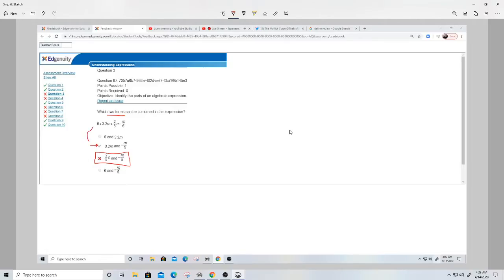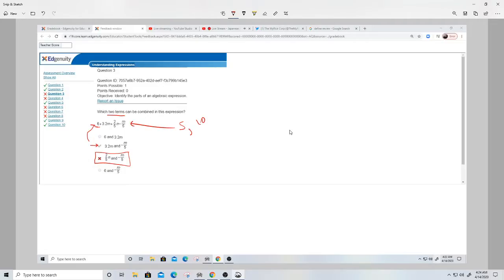And then let's look up here, right? You look at this 6. Are there any other numbers that are just by themselves? Like, are there any other like 5s or is there a 10? You know, there's no number by itself, right?